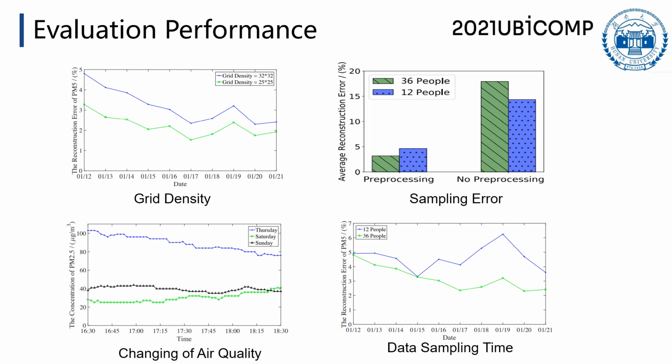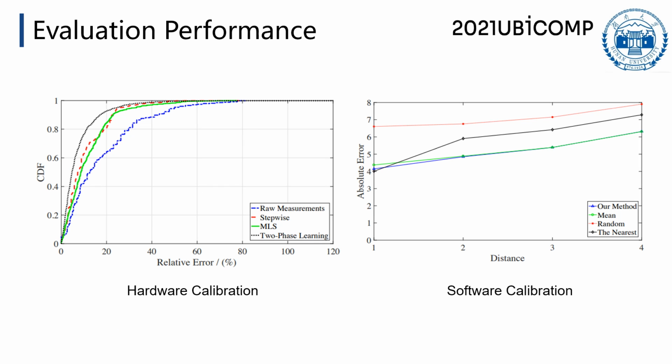Here we conduct several experiments on external factors to help us set proper parameters in our project. Then we compare our hardware and software calibration methods with other methods. Overall, both of them present better performance than other methods.